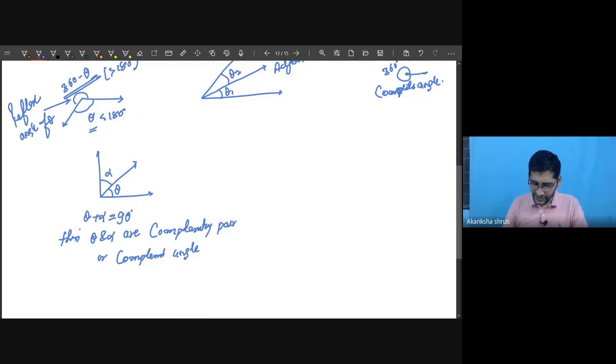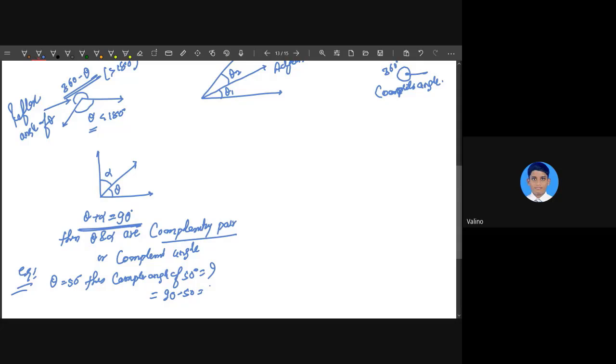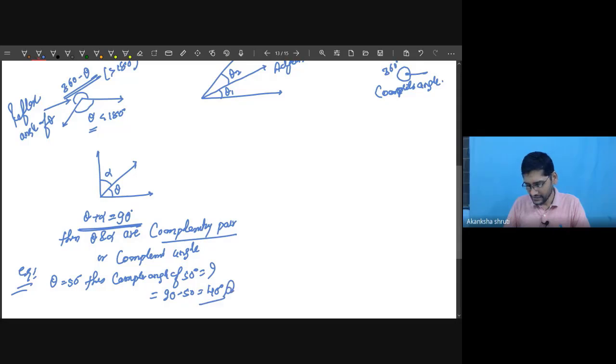So it is this condition. If the sum of two angles is 90 degrees, then that pair is called a complementary pair or complementary angles. Example: let us consider one angle is 50 degrees. Then what is its complementary angle? How can we obtain it? 90 minus 50, which is equal to 40. 40 degrees. Got it?